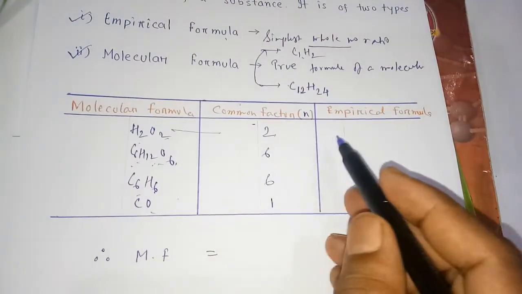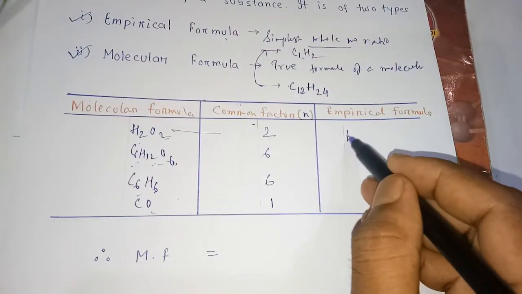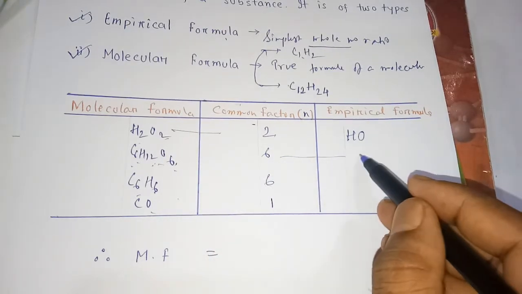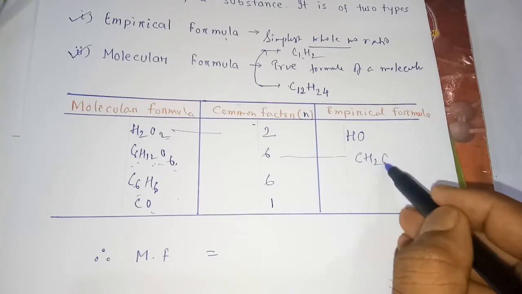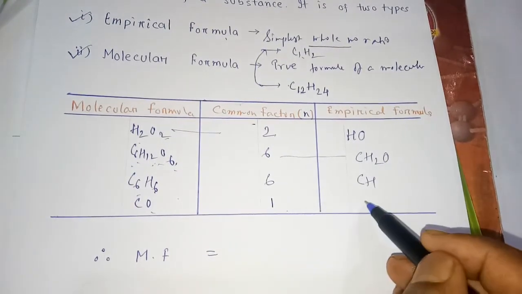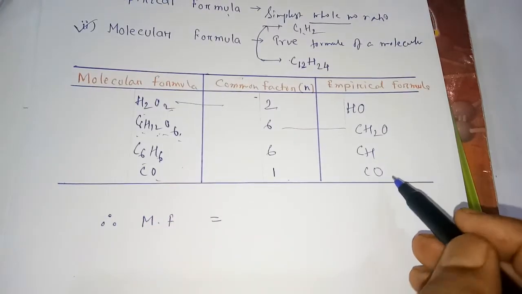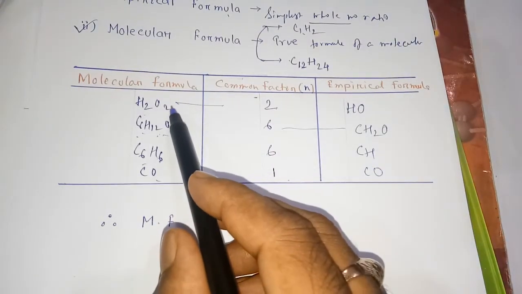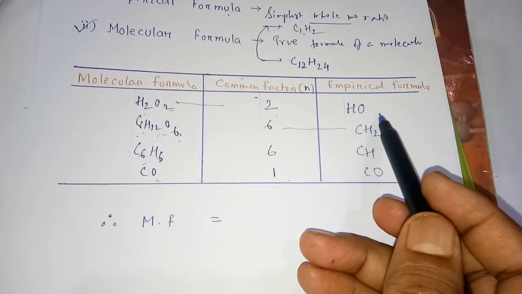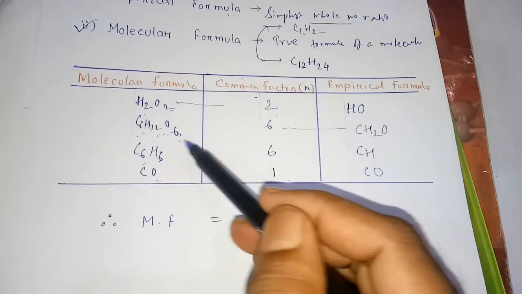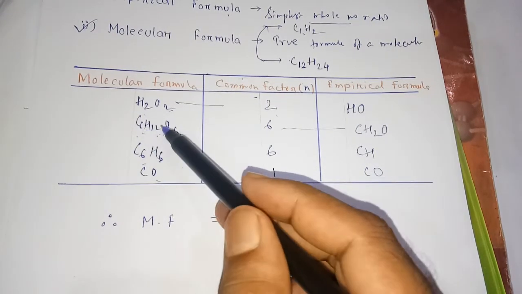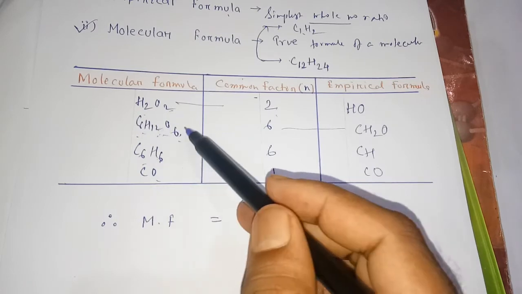So its empirical formula turns out to be HO. The empirical formula of glucose is CH2O. And the last one remains the same. So what you are getting is, for the molecular formula, you take the common factor and divide by it, and we get the empirical formula. Here also we are taking 6: 6 by 6 is 1, 12 by 6 is 2, and 6 by 6 is 1.